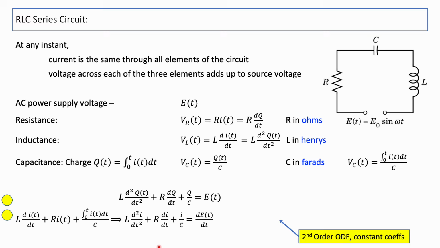This is a second order differential equation. Or you can write it as an integro-differential equation where you have L di in terms of current. But for now, let us work with the charge. Second order equation: d squared q over dt squared, dq over dt, q over c equals the right hand side. This has constant coefficients and is non-homogeneous.